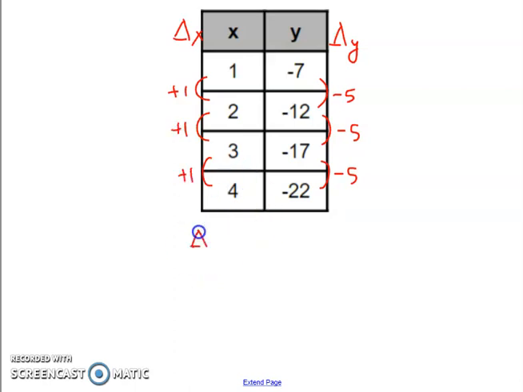All right, change in y divided by change in x equals change in y is -5 divided by change in x is 1. Any number divided by 1 is itself. Our slope is -5. Okay, and so that's how you do it. Just got to get pretty good at finding differences between numbers, positives and negatives. That's when it gets a little tricky. You can do it.